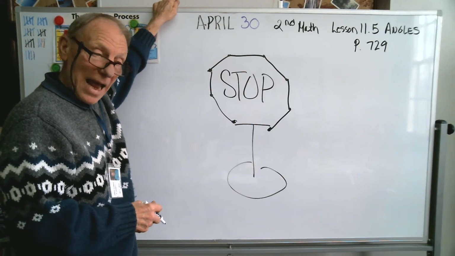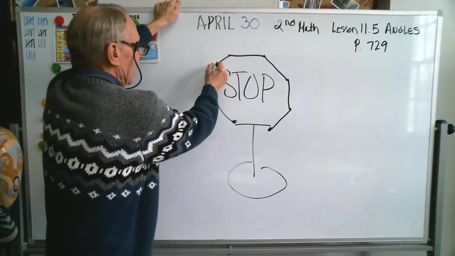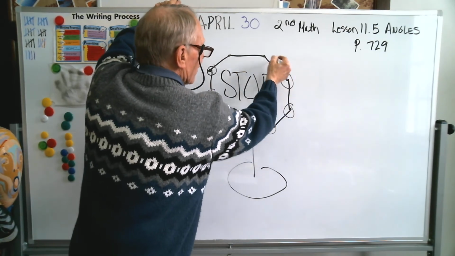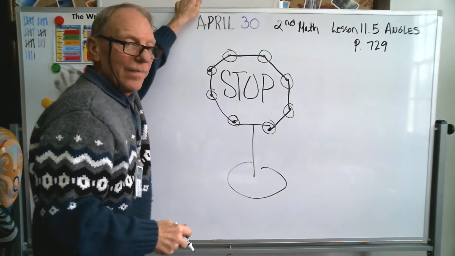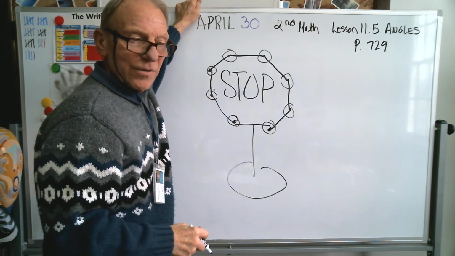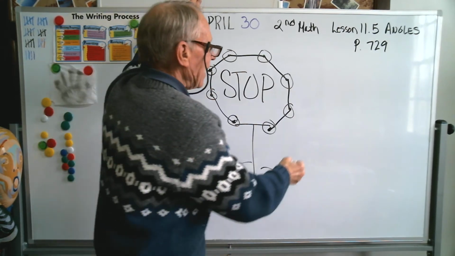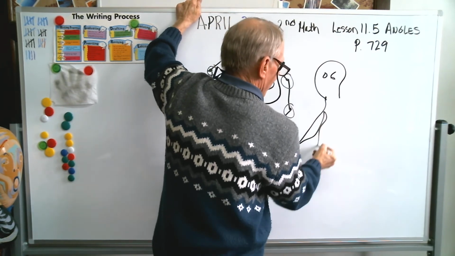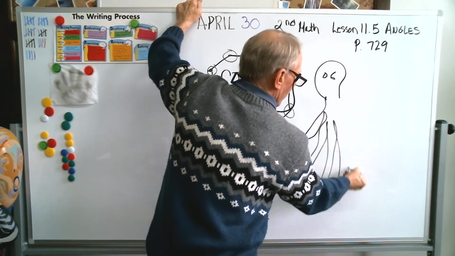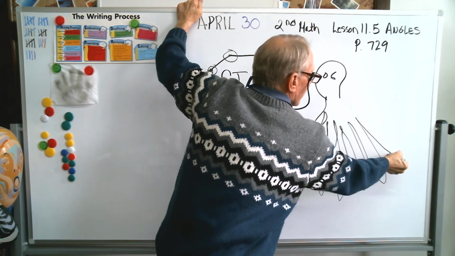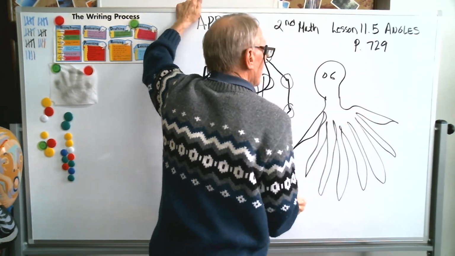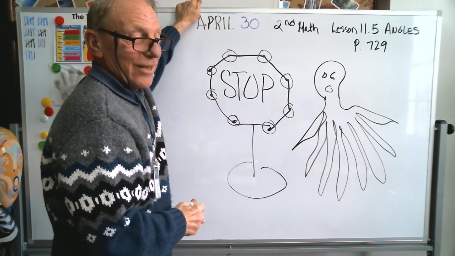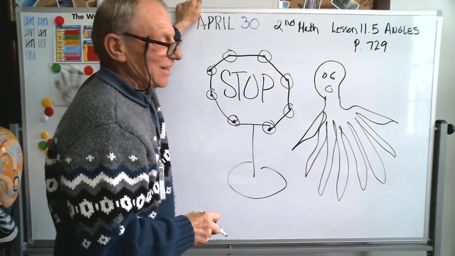Stop signs have 8 angles because they have 8 sides. You know what else has 8? An octopus. Did you know that? That an octopus has 8 legs. Boy, that is one sorry looking octopus.